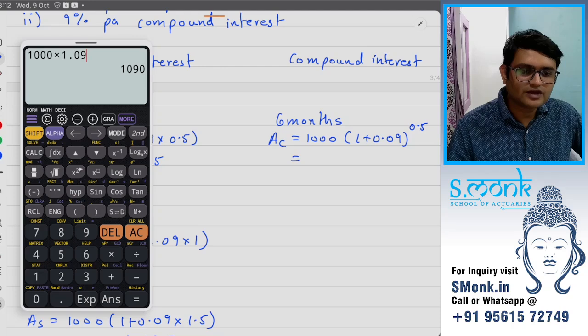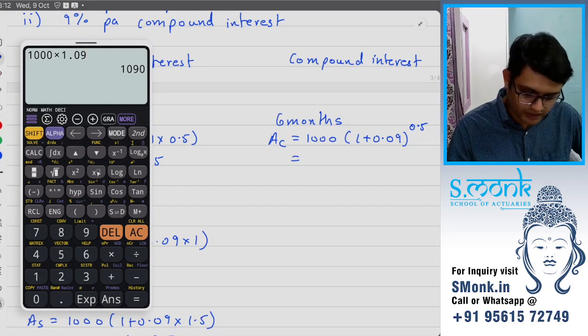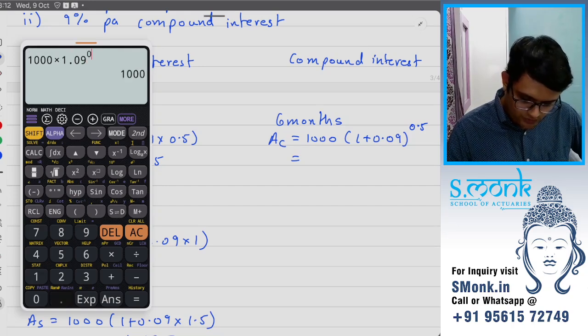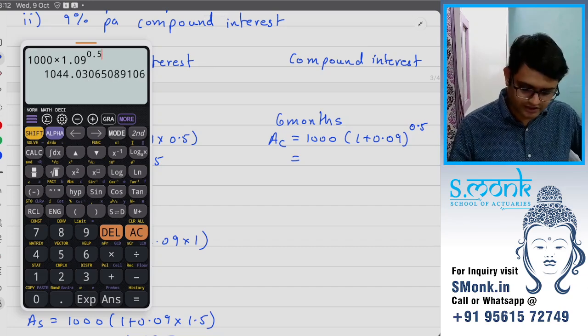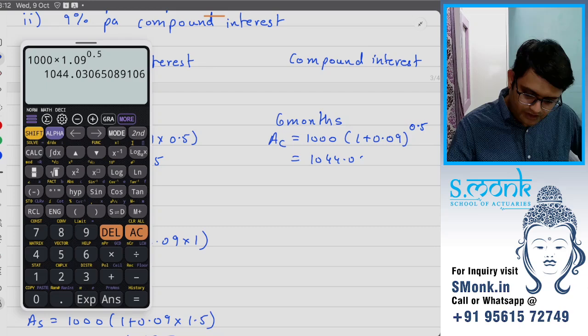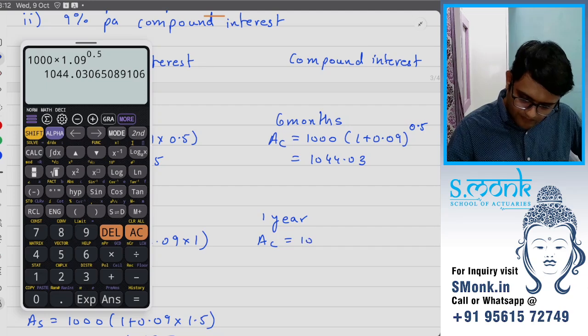Then I have square. If I want any other power than square, I can use this box. So like I want here raised to 0.5, I can use it, right? And it's equal to 1044.03. Then 1 year, 1 plus I raised to 1, that is just 1090.